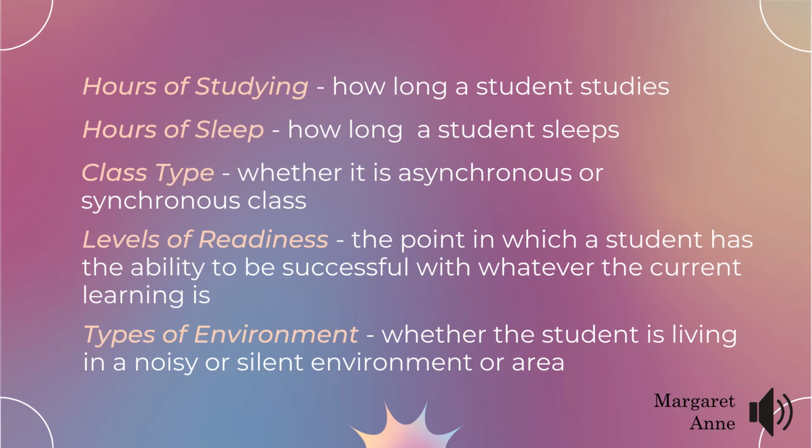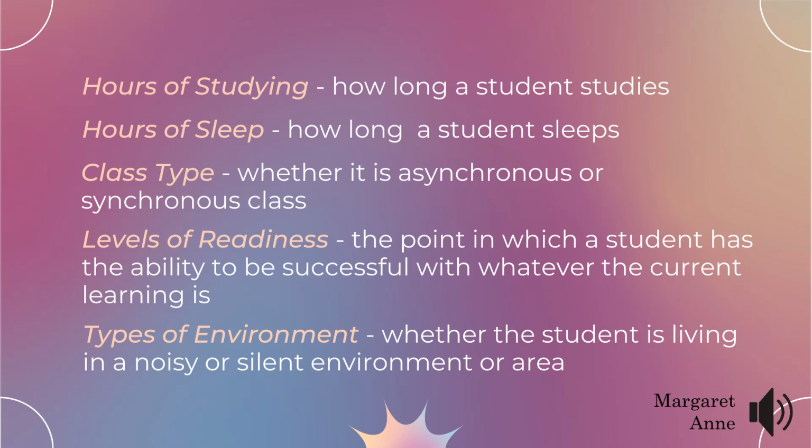The first subvariable, which is hours of studying, measures how long a student studies. So, the time interval is his focus, like 1 to 3 hours or more. Next, we have the second subvariable, hours of sleep, which measures how long a student sleeps, or if they do sleep. Kidding aside, we have the third subvariable, which is the class type of students. This determines whether the student in a class is using the synchronous or asynchronous session. This is followed by the fourth subvariable, levels of readiness, which measures the student's ability to be successful with whatever their current learning is, or simply how ready they are.